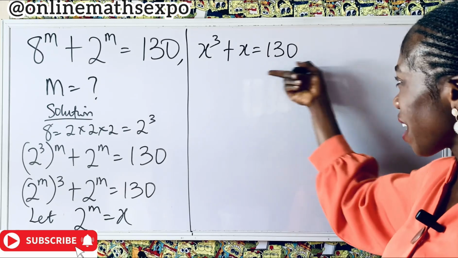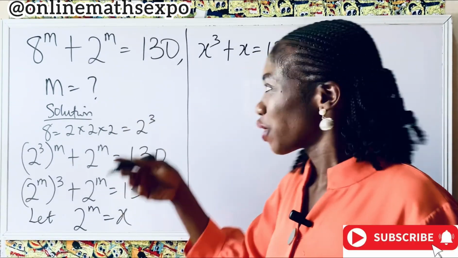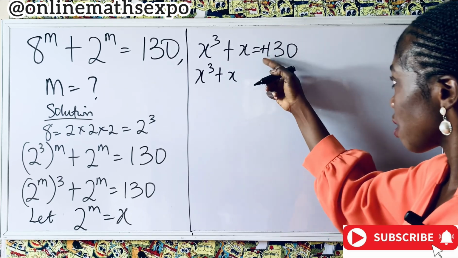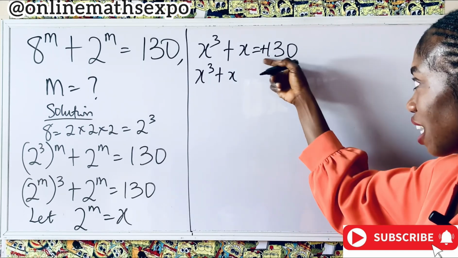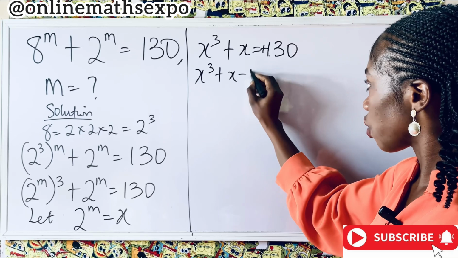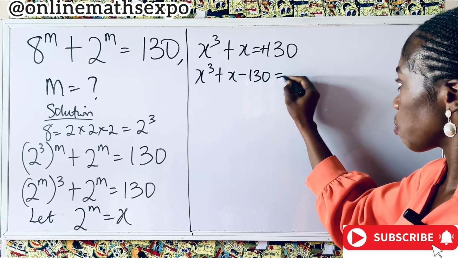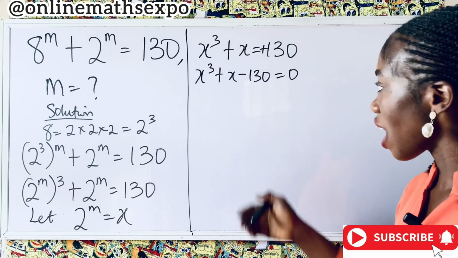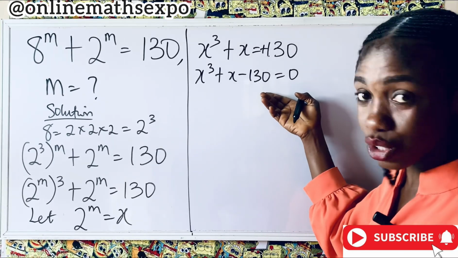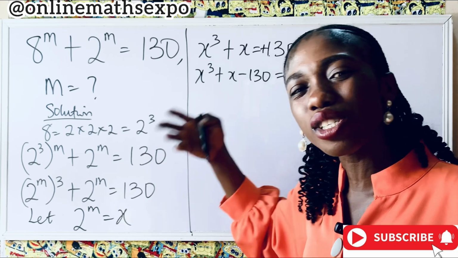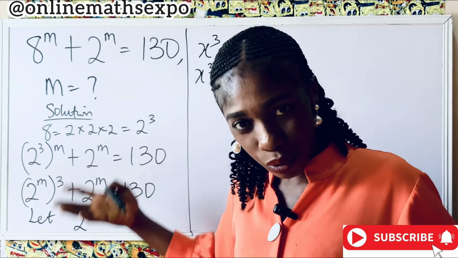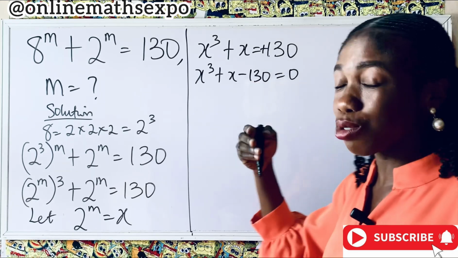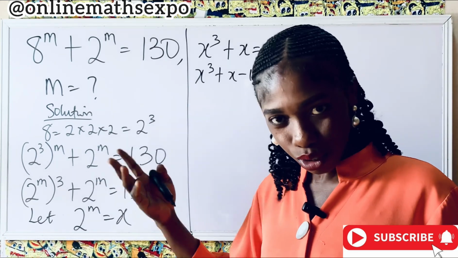In that case, let's make it look more beautiful. So we're going to have x cubed plus x. This is positive. So subtract 130 from both sides. We are going to have this. If you subtract here, it becomes 0. So we have formed a good equation. So as this has become a cubic equation, you are going to solve it. Choose any method you are familiar with. There are so many methods, okay? In this tutorial, I'm going to show you how to use the factor theorem to solve this.